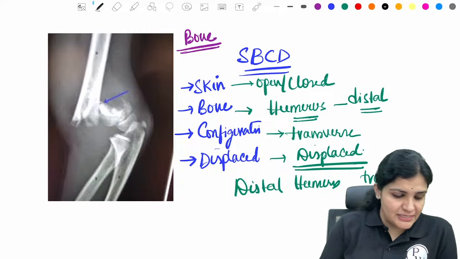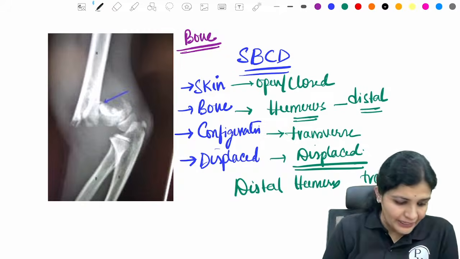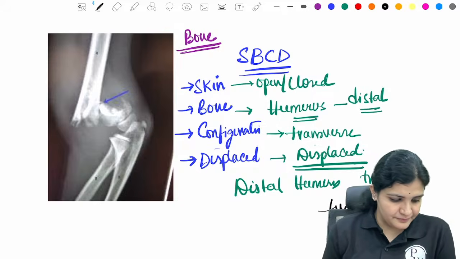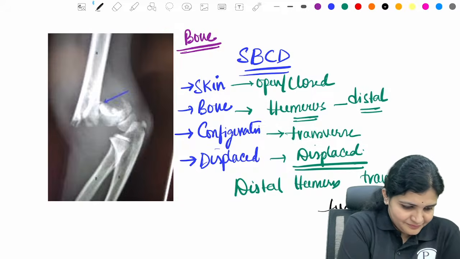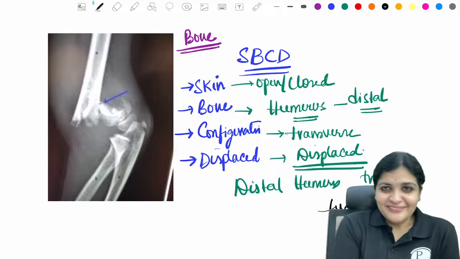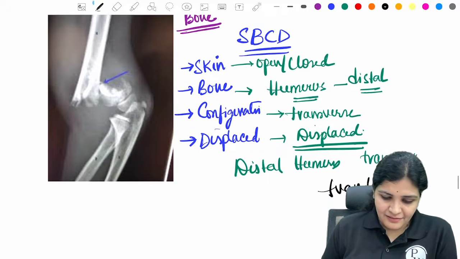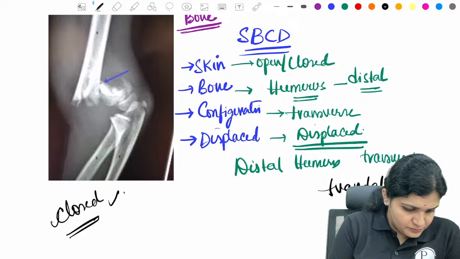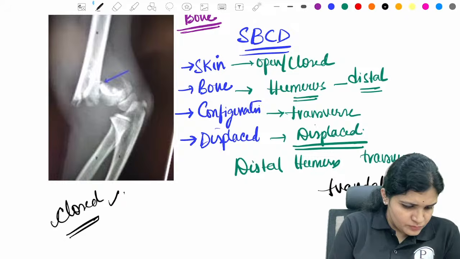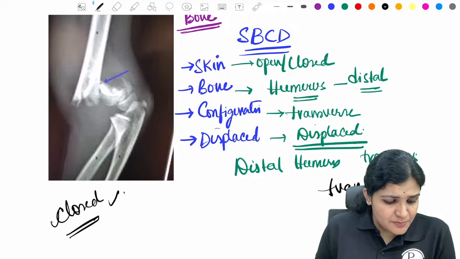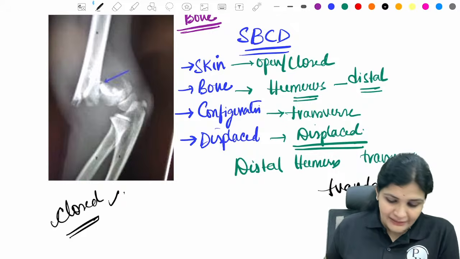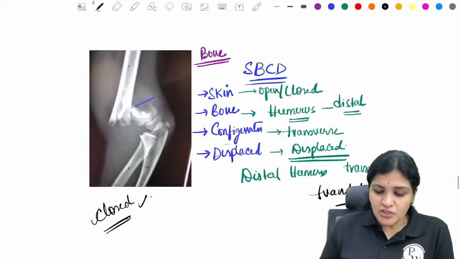So what is this displacement? It is translation or rotation or angulation. What is this? So it is translated, right? It is translated. So this is translated. Okay, now I tell you this is a closed fracture. I only told you this is a closed fracture. See, NEET aspirants, tell me whether it is NEET UG or NEET PG, what? Yeah, this is translation. Very good. So that is how you have to comment.